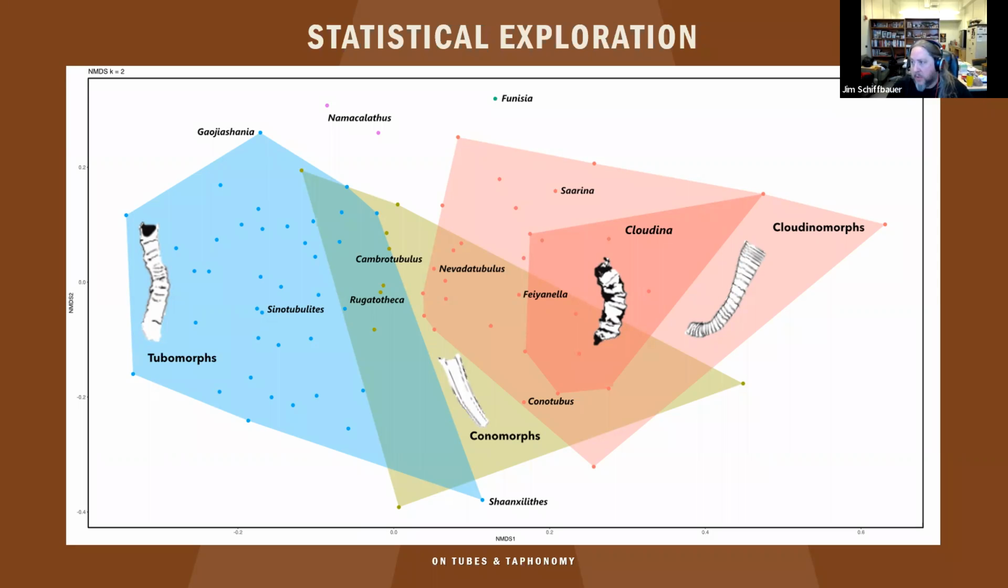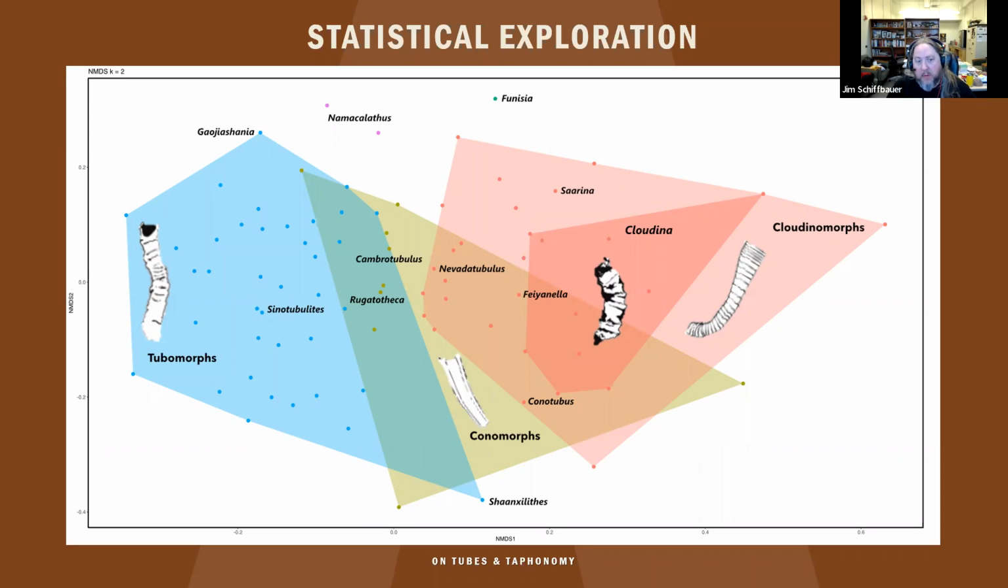And to walk you through this, what we're seeing from left to right on NMDS1, on axis 1, is a separation by form. We're getting organisms that I would call tubomorphs on the far left and highlighted here in blue, which include things like Cynotubulites and Gaojiashania. These are generally tube and tube type construction organisms. And I will also again say, Fred, that your figure was the gift that keeps on giving. I stole all of these little highlights, or these little organisms that I've included here, from that figure as well.